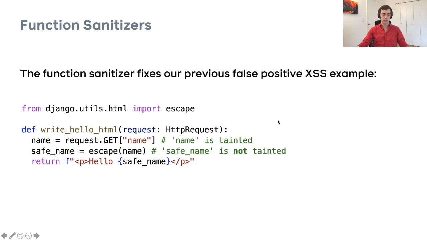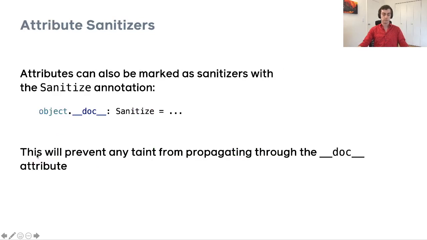So going back to our previous example, if we wrote this sanitizer here and ran it on this code, we would no longer be detecting this as a cross-site scripting issue because we would stop the flow of tainted data here, and Pysa would have no idea that safe name was tainted as user-controlled data anymore.